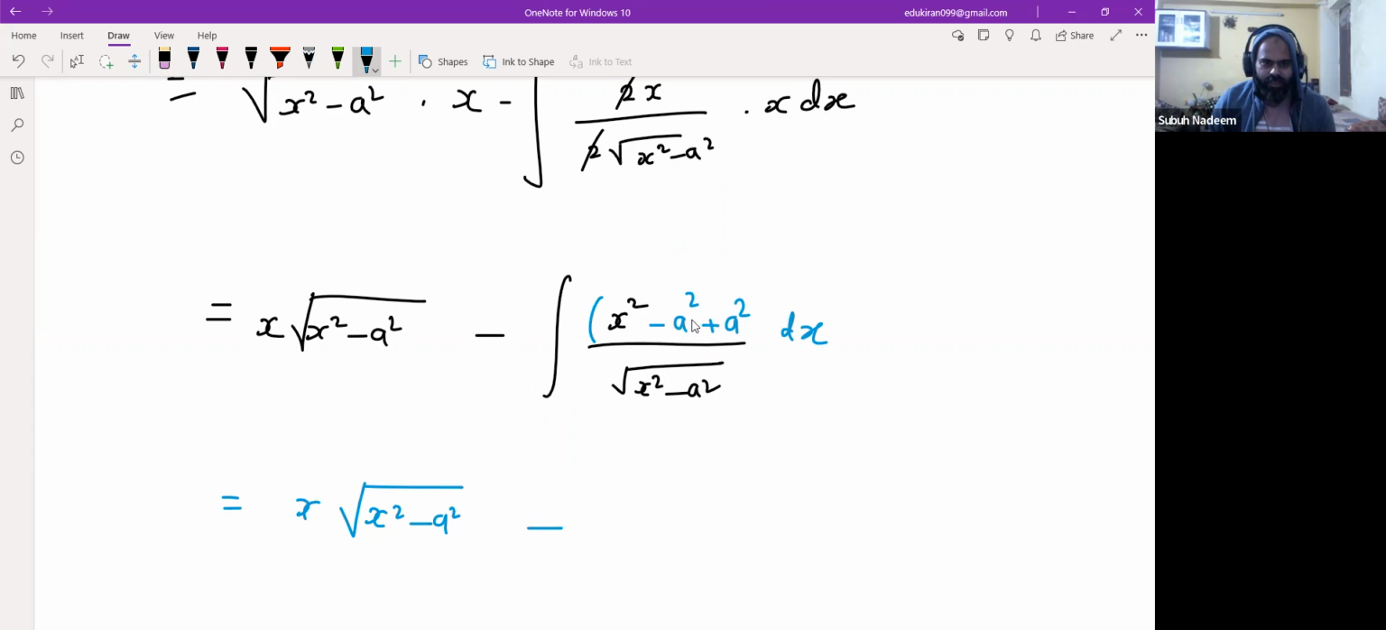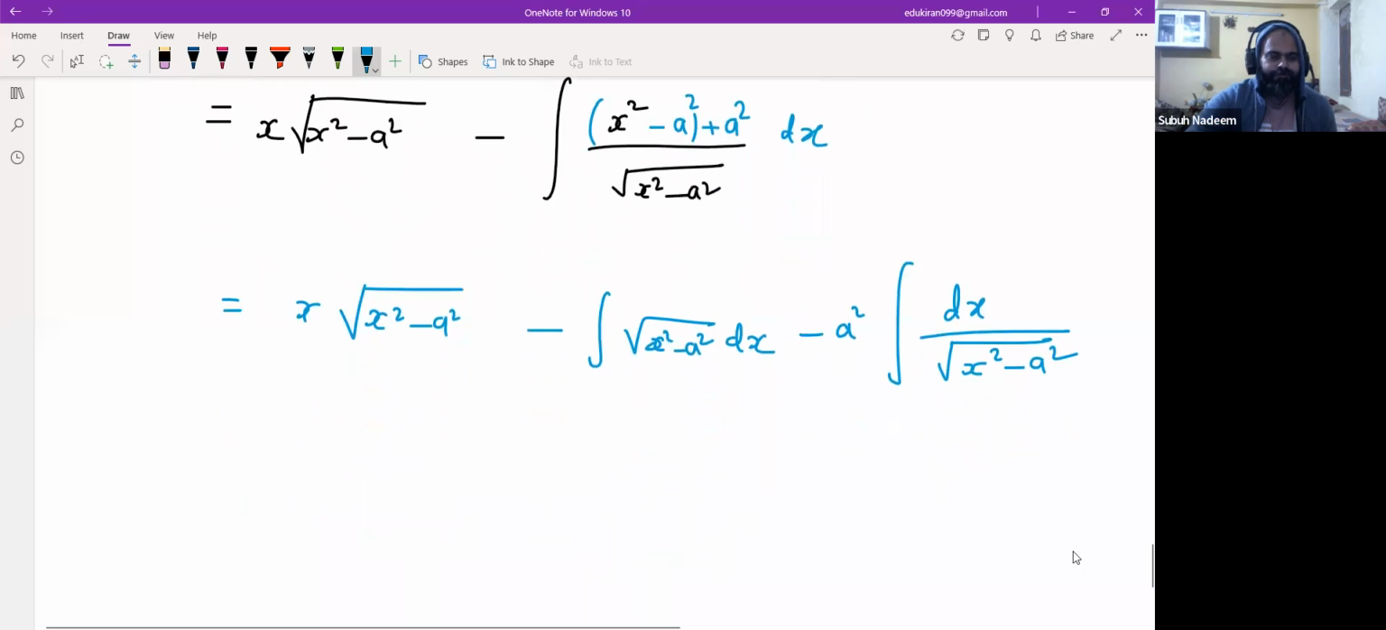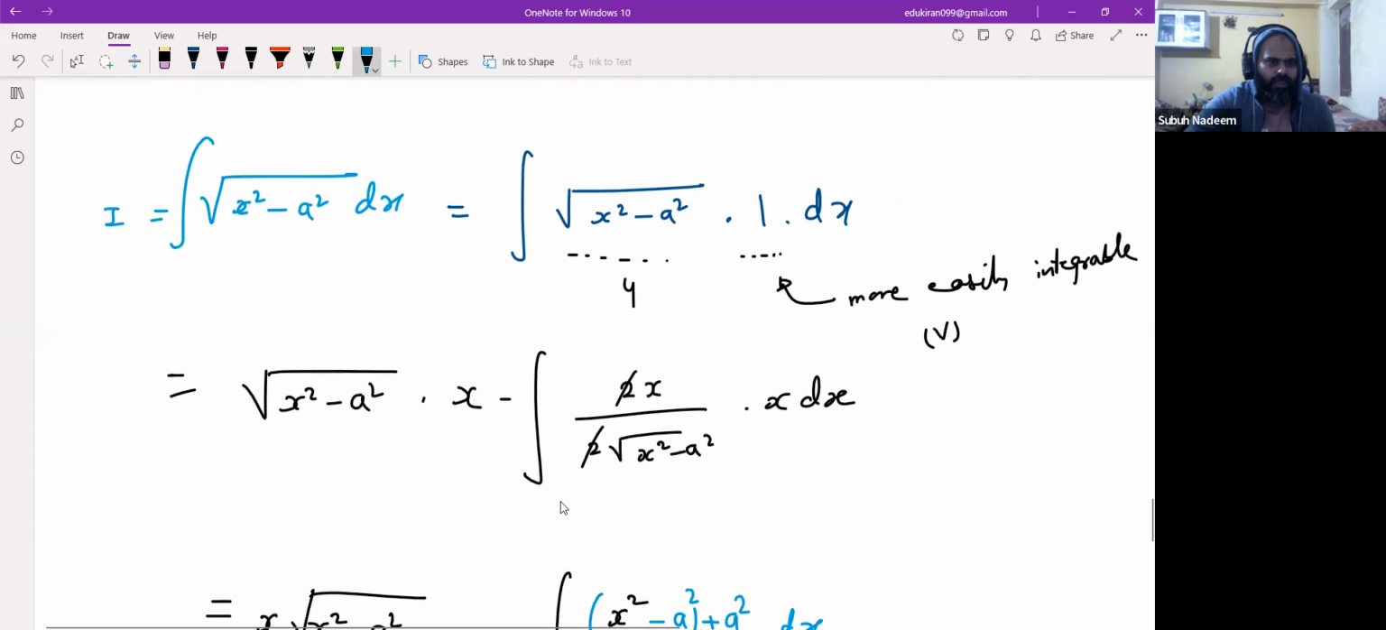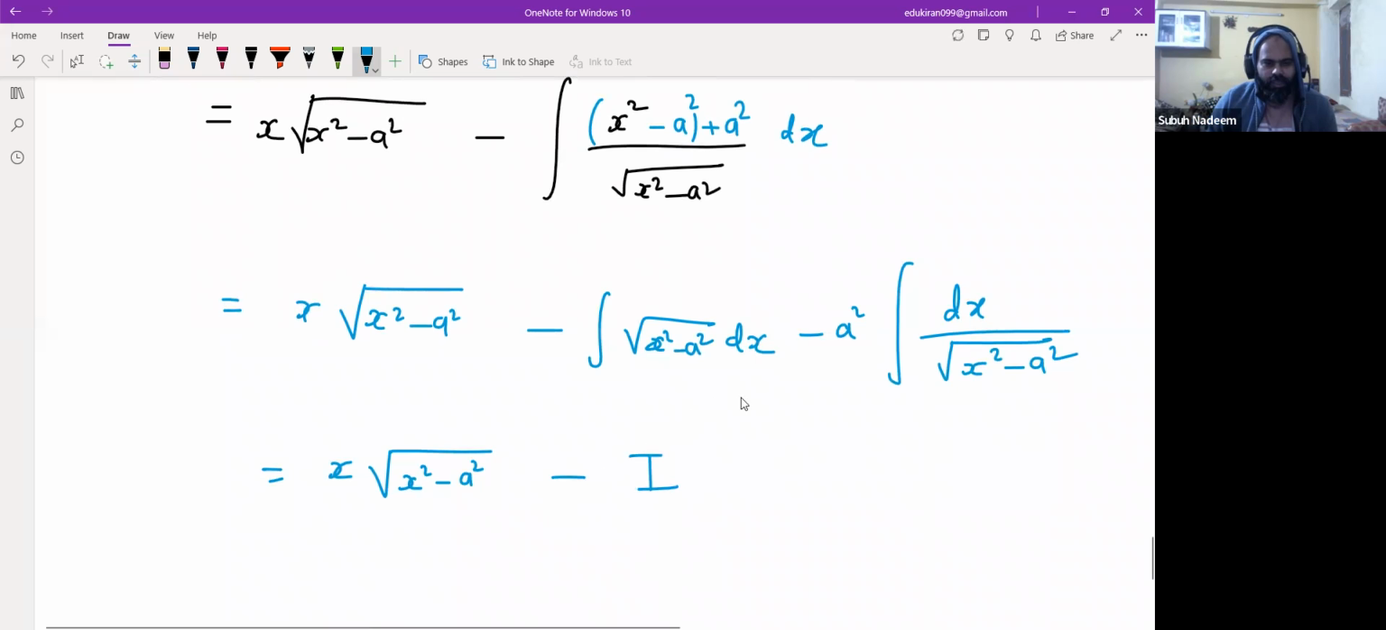And when we separate this, it will be integral of root over x square minus a square in the numerator, which will remain. And then minus a square integral of dx by root over x square minus a square. This is what we will get. Now, the important part here is this second one is nothing but I. This is what we started finding out, root over x square minus a square integral. So this is I.